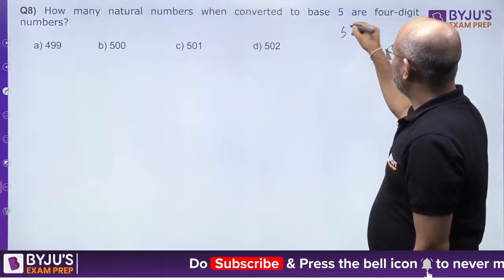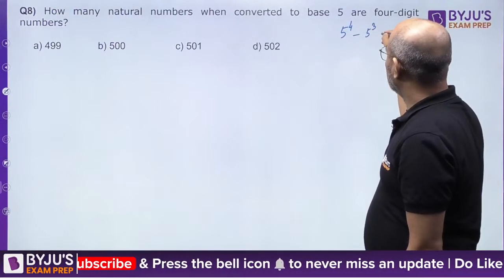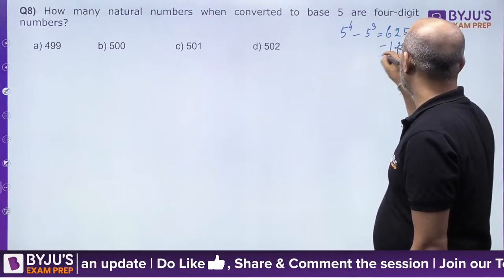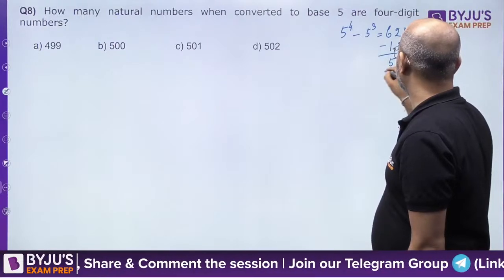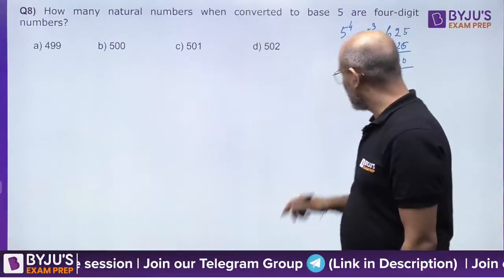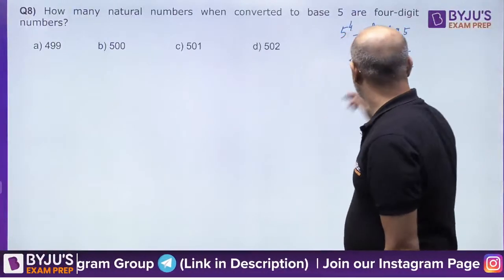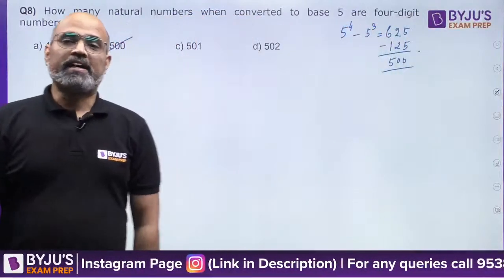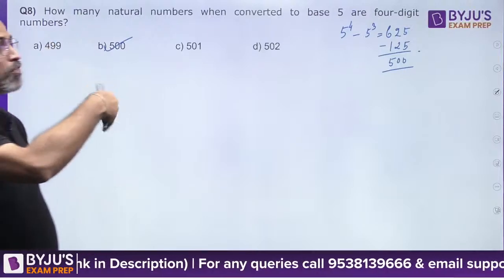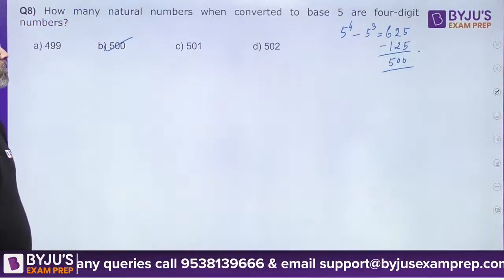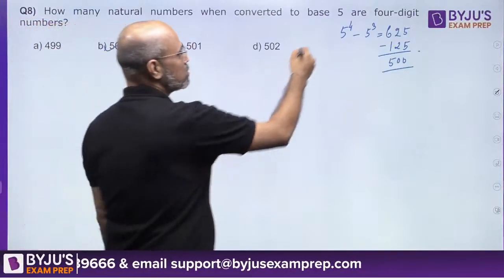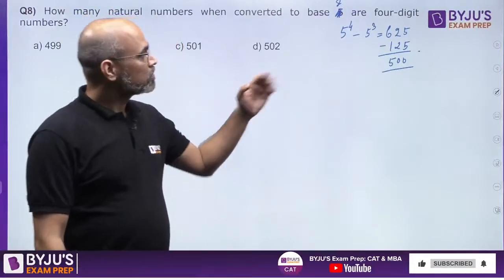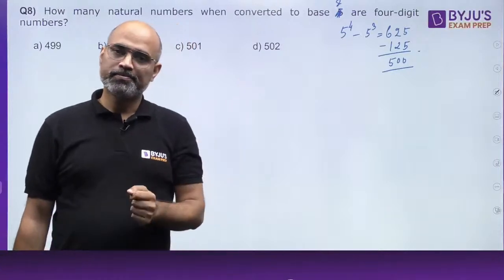So the answer is 5 to the power 4 minus 5 to the power 3. So 5 to the power 4 is 625 minus 5 to the power 3 is 125, and this is going to be 500. So there are going to be a total of 500 numbers that, when you convert them into base 5, are going to be 4-digit numbers. Now, if I change this question from base 5 to base 8, what will be the solution? 8 to the power 4 minus 8 cube.